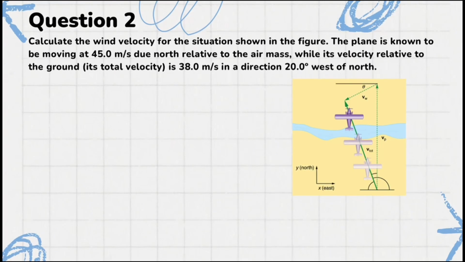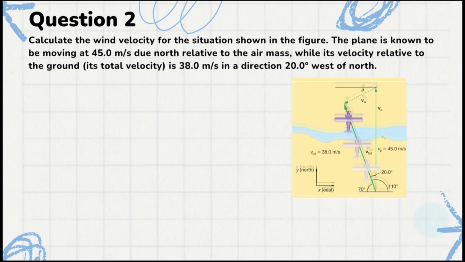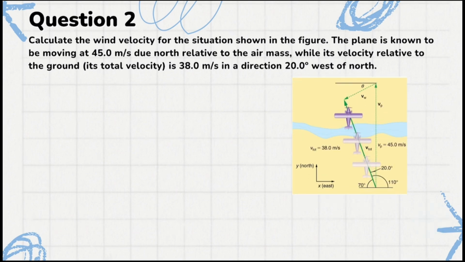For question 2, calculate the wind velocity for the situation shown in the figure. The plane is known to be moving at 45 meters per second due north relative to the air, while its velocity relative to the ground, which is the total velocity, is 38 meters per second in a direction 20 degrees west of north. Based on the description, we can label the diagram as shown. The plane will move in a solid arrow labeled v total, which is the vector sum of the velocity of wind Vw and the velocity of plane Vp.